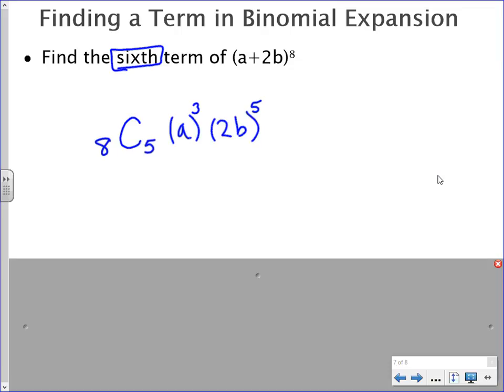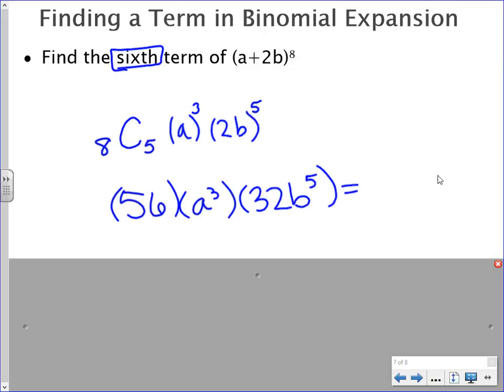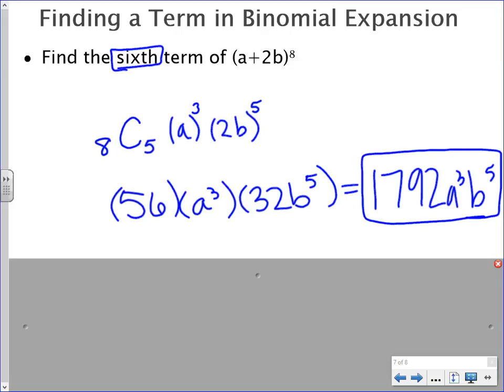So what is 8 combinations of 5? 56. So we have 56 times a cubed. Remember, 2b is being raised to the 5th power. So that means this is 32b to the 5th. I'm not going to multiply that in my head. What is it? 792 a cubed b to the 5th.